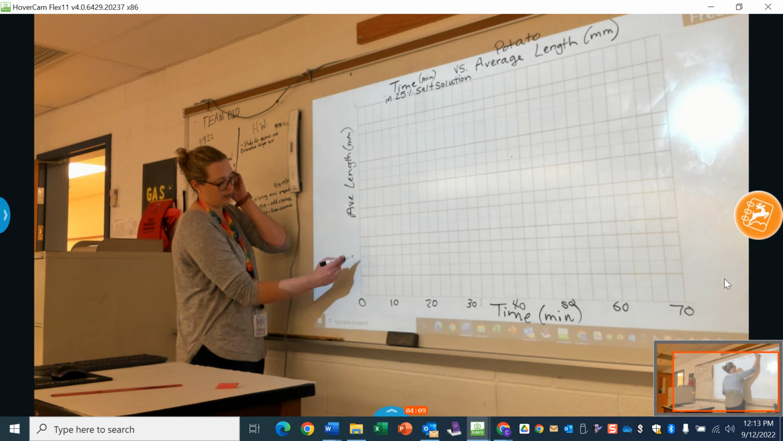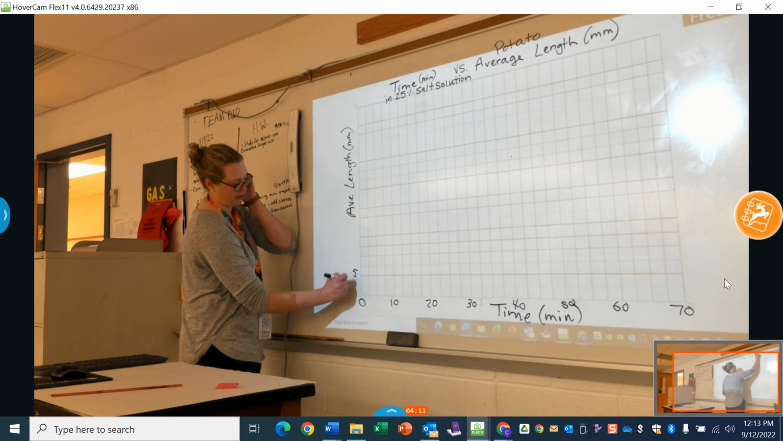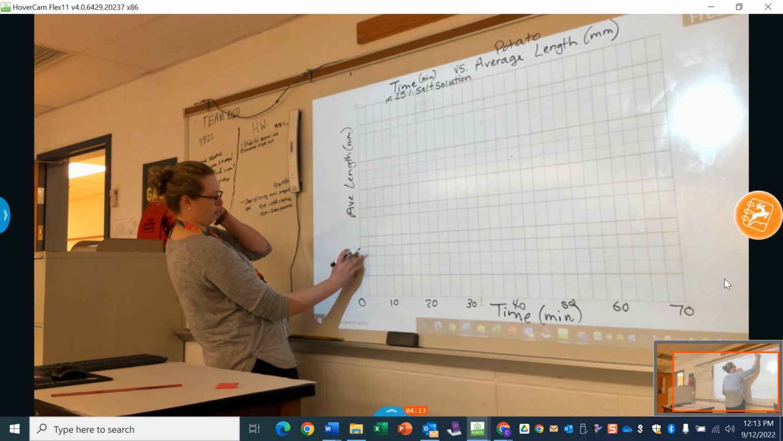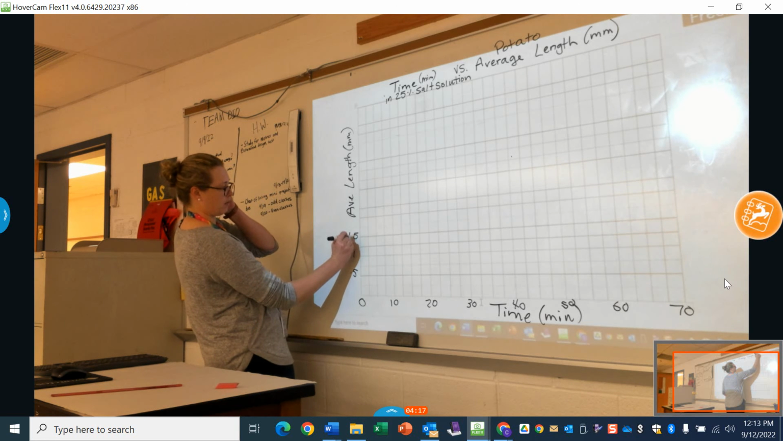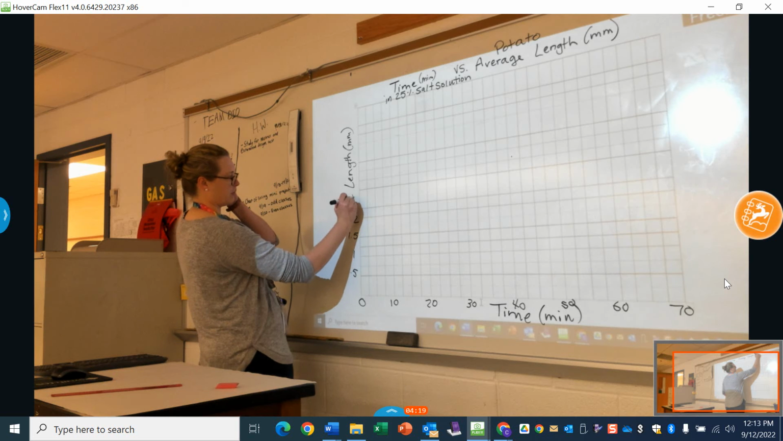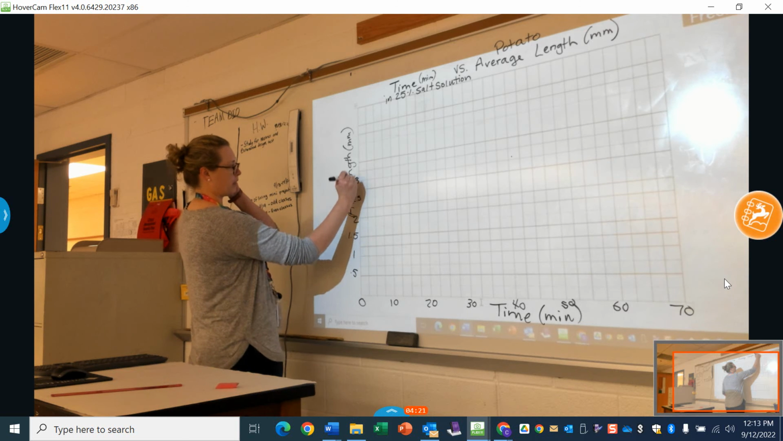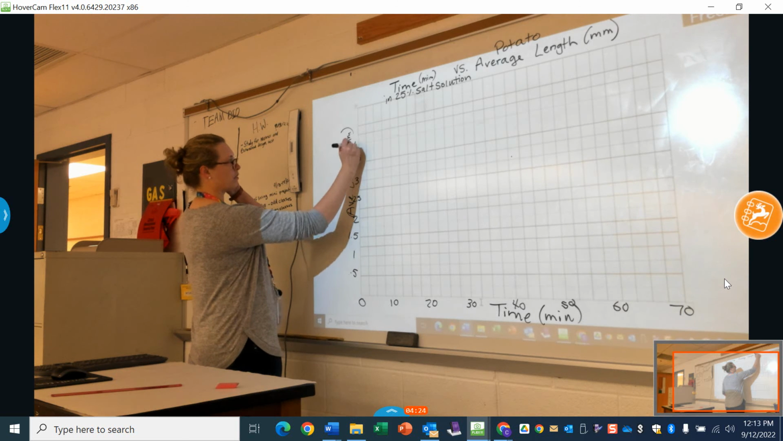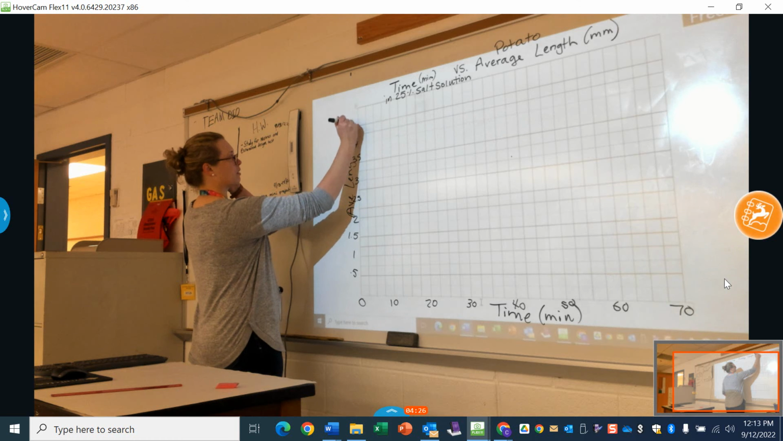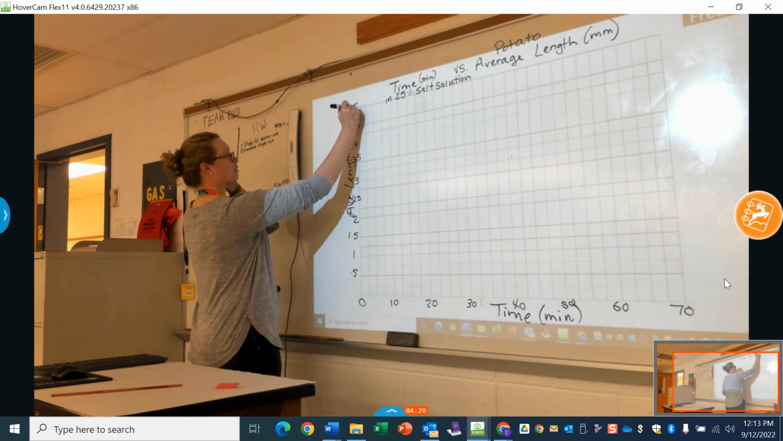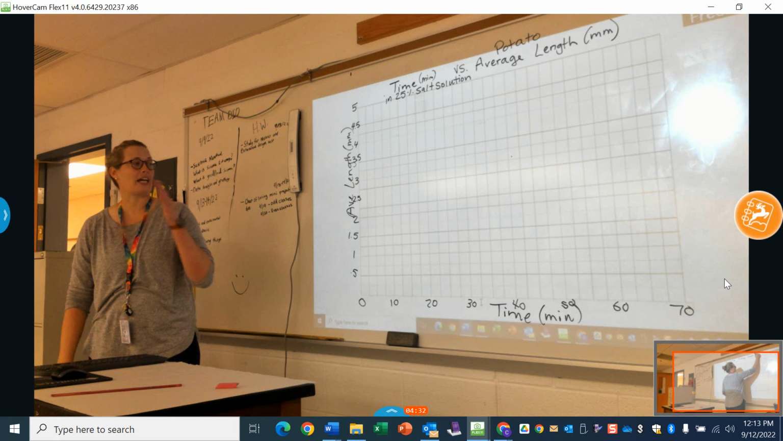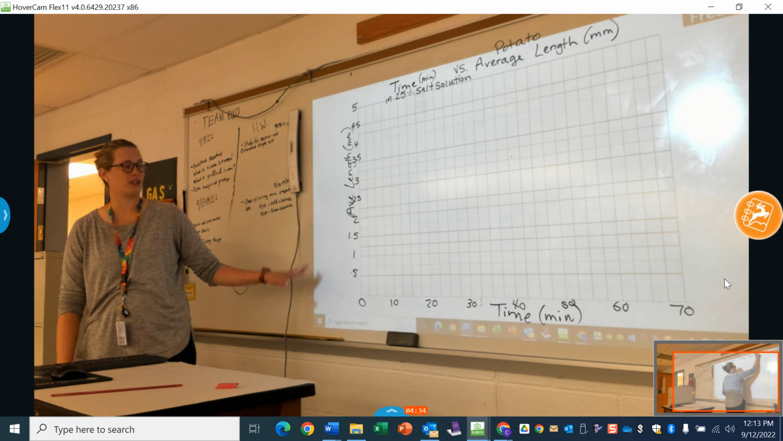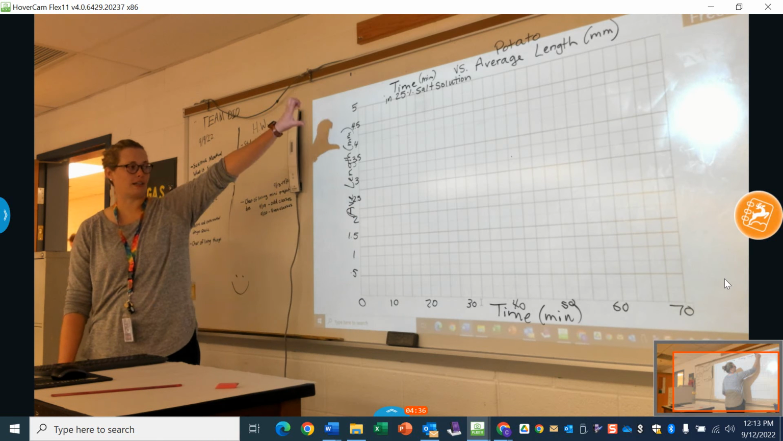I believe we're going to do every 0.5 here. I made that mistake last time. 0.5, 1, 1.5, 2, 2.5, 3. And you guys can pull your labeling over to the side so it doesn't appear. I make that mistake every time. Okay, so we have our axes labeled, we have our scale set, we have a title.